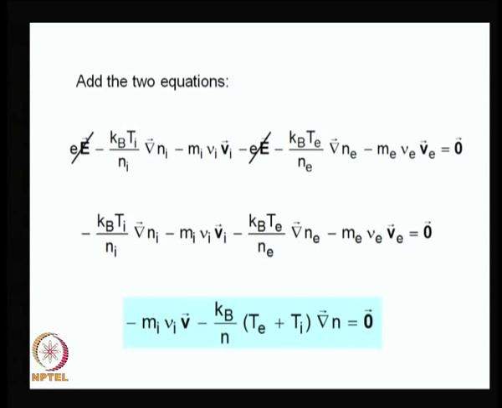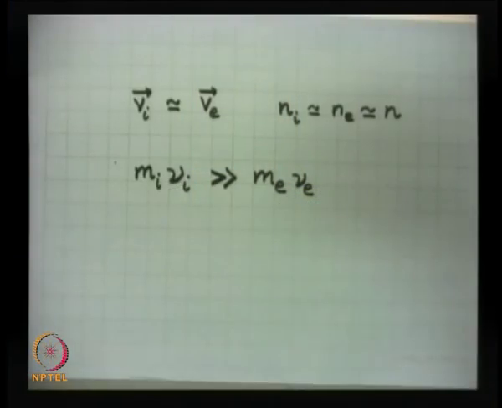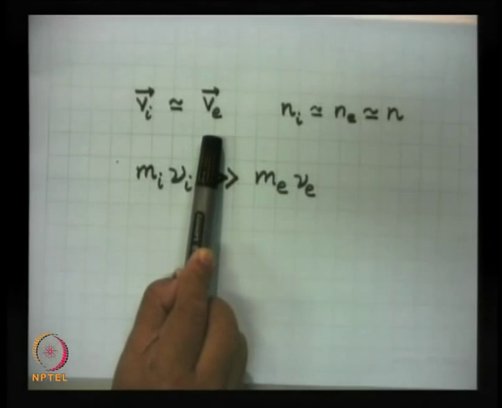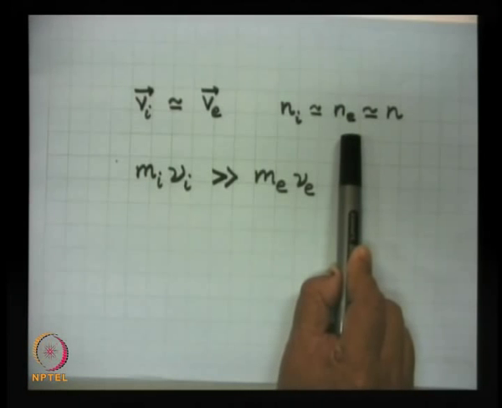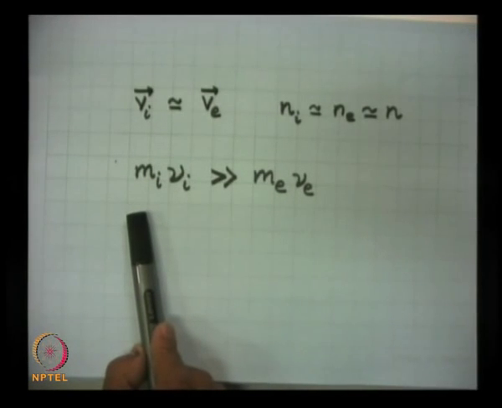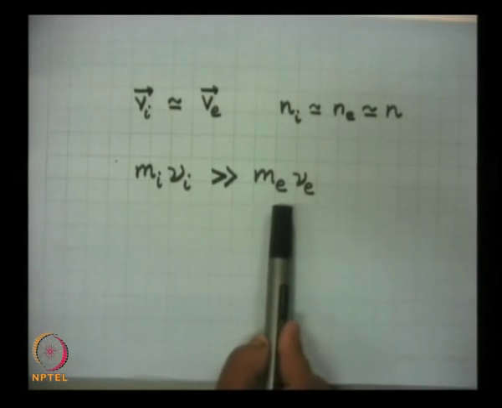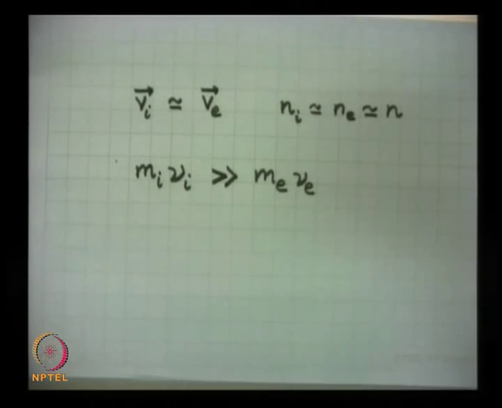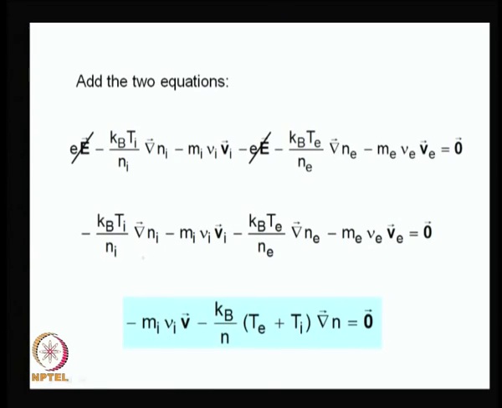under certain assumptions which are valid for the case that we are considering. Because the ions and electrons are diffusing at the same rate, we can say that Vi is approximately equal to Ve. The number densities we can assume to be approximately equal, and we put them equal to n. Since the ion mass is much greater than Me, the electron mass, the product Mi nu i is much greater than Me nu e. So, we neglect the term Me nu e Ve in this equation, and we put Ni equal to Ne equal to n, and Vi equal to Ve equal to V.